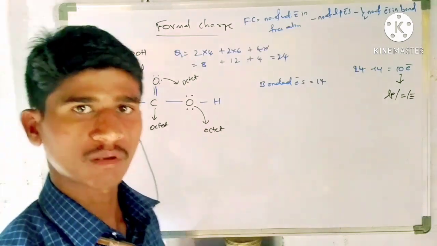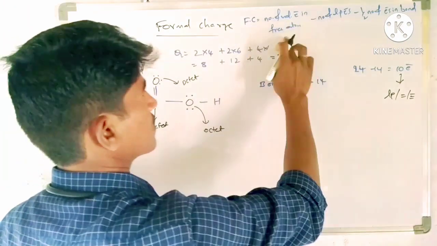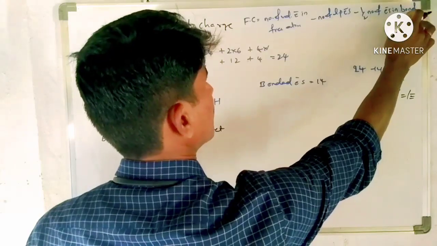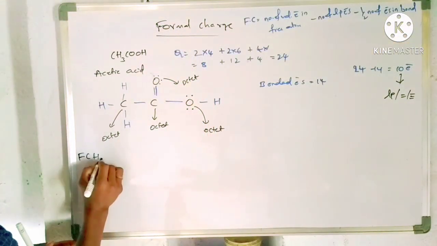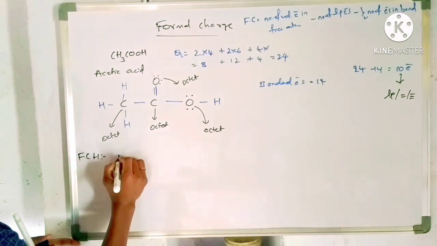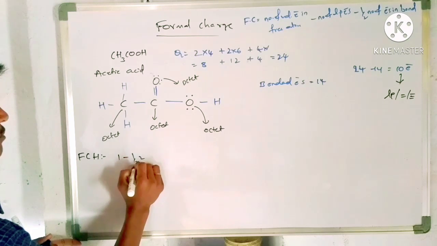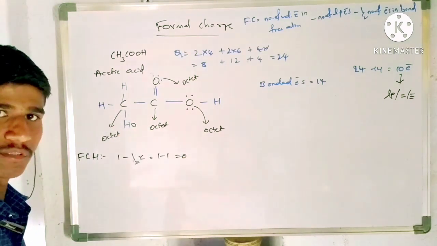Now we have to calculate the formal charge on each and every atom. Formal charge is equal to the number of valence electrons in the free atom, minus the number of lone pair electrons, minus 1 by 2 of the number of electrons in bonds. For this hydrogen, the number of valence electrons is 1, minus 1 by 2 times the bonded electrons, which are 2. That is 1 minus 1, equal to 0. 0 is the formal charge for hydrogen.